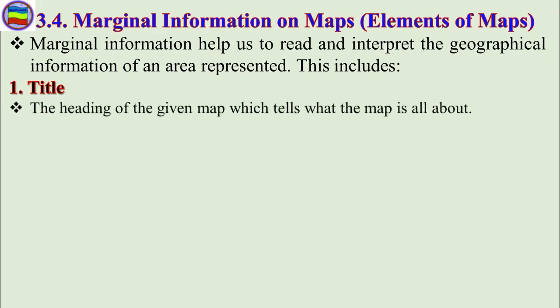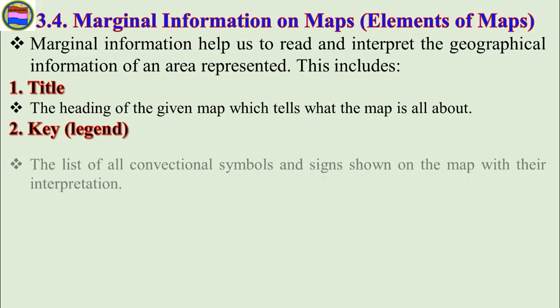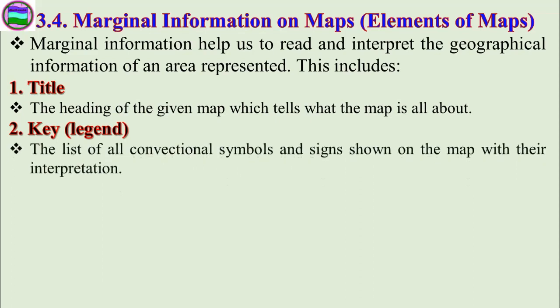So what is this title? It is the heading of a given map, which tells what the map is all about. And the second one is a key or legend, meaning the list of all conventional symbols and signs shown on the map with their interpretation should be included here. For example, when there is a red, blue or white color on the map, there should be a legend or key: this color represents this, this point represents this. There should be a key or a legend.